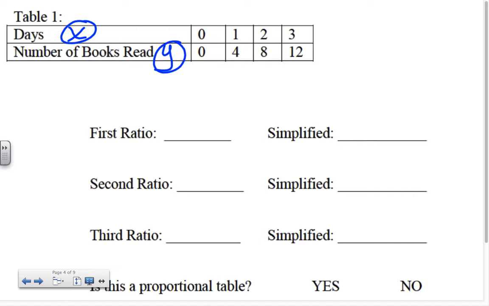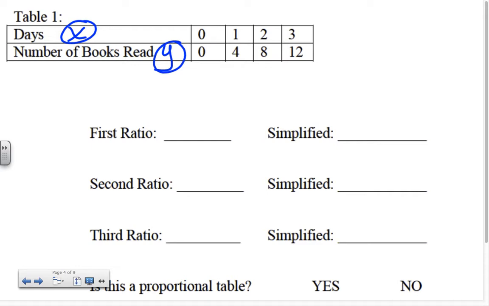And if you notice, in the directions, when you start to find the ratio, which of these values in the table can you not use? Read the first paragraph. Which one are you not supposed to include? Alex? 0, 0. Okay? So you don't use that.